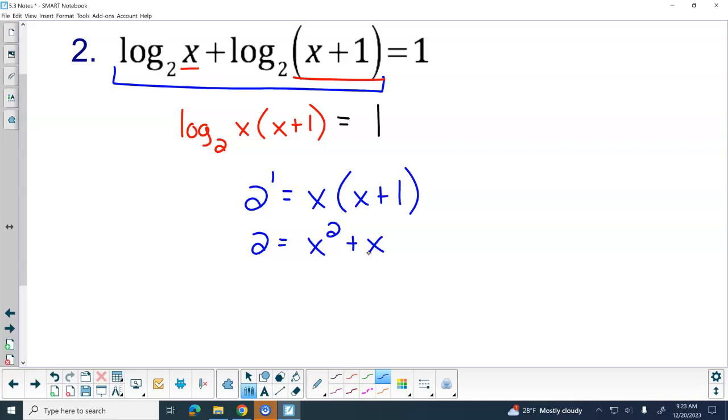Oh my gosh, not can we? We have to. Yep. We've got to set it equal to 0 because it's a square. If it wasn't a square, then we could just go boom, boom, done. But because it's a square, we got to set it equal to 0. So I got to subtract 2, just because it's the fastest way to make it be 0 equals x squared plus x minus 2.